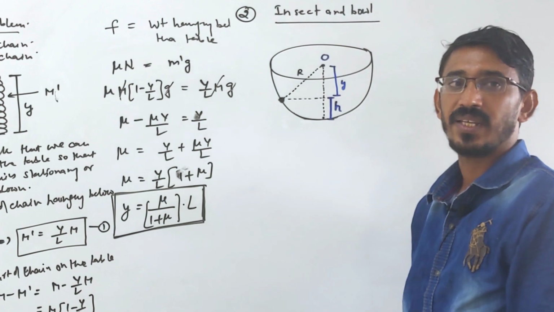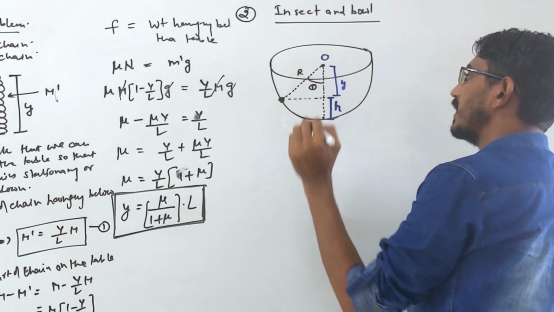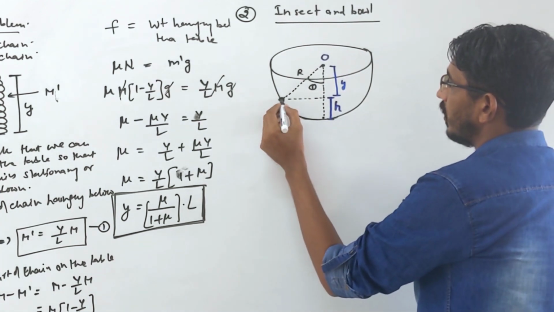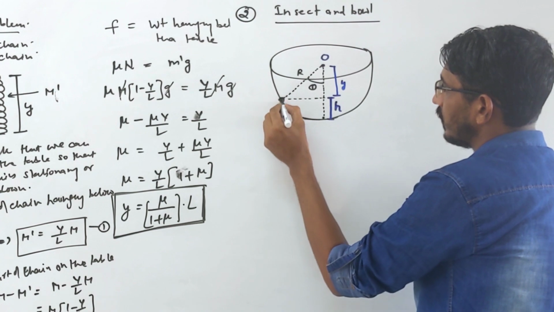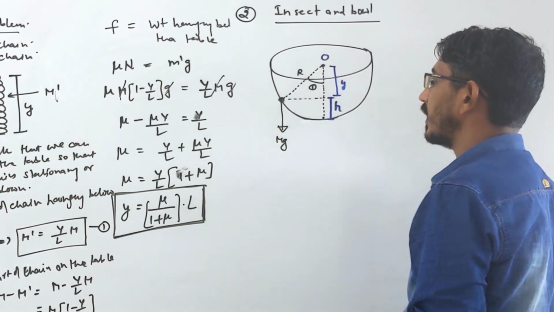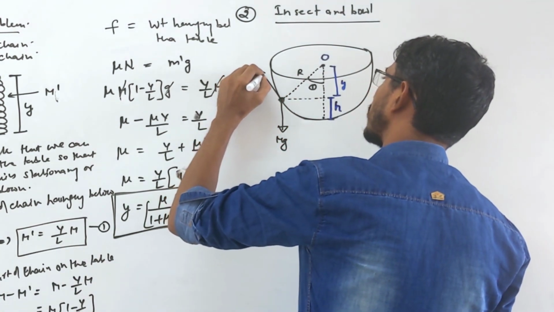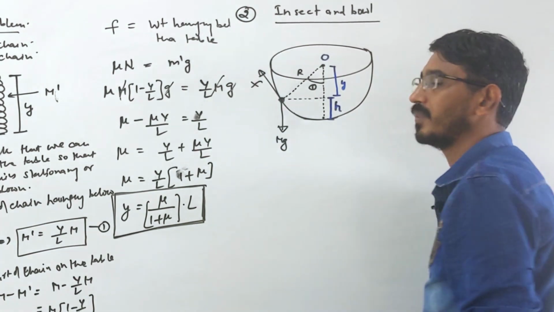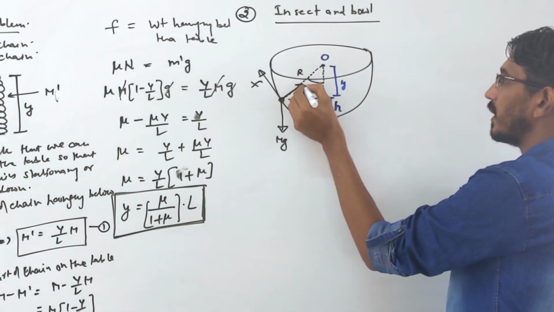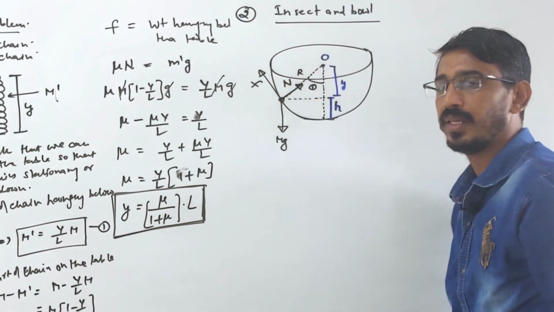When this insect is about to slide at this point, we are interested in knowing what force is acting on this insect. Suppose it is making an angle theta with the vertical. So the insect is here, of mass m. This is mg, straight downward. He is trying to slide down, so the friction force will act along the tangent like this. This is your frictional force f. The normal reaction will be perpendicular to the surface, along this direction, toward the center of this ball. Let's call that N.